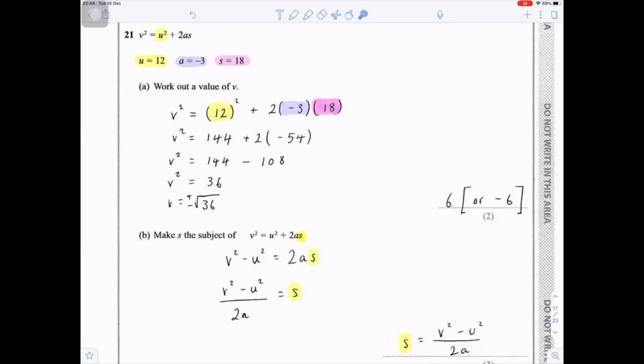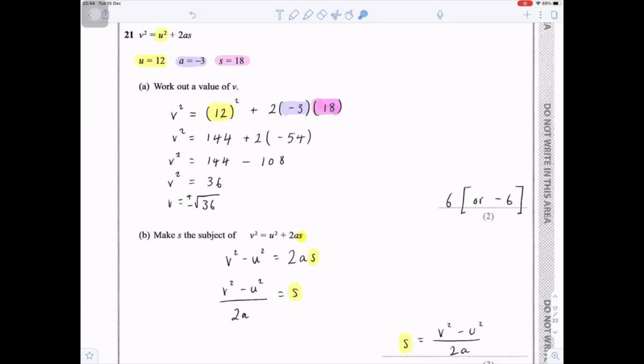For 21B, make S the subject of V squared is equal to U squared plus 2AS. To make S the subject, you want to put S on one side, everything else on the other. So we start by removing U squared. After that, we remove 2A, and S will be left on its own.